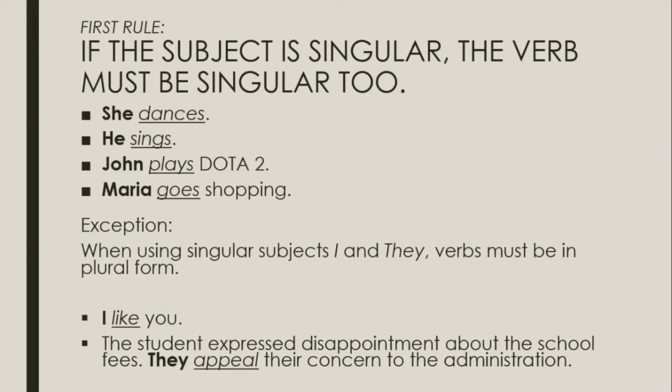So instead of saying the student expressed disappointment about the school fees, he or she appeals their concern to the administration, we need to use the gender neutral pronoun, which is they, since the gender of the subject student is not specified in the sentence. So even though they is singular here, it needs to be partnered with a verb that is in plural form. So that is the first rule. Singular subject must have singular verb.